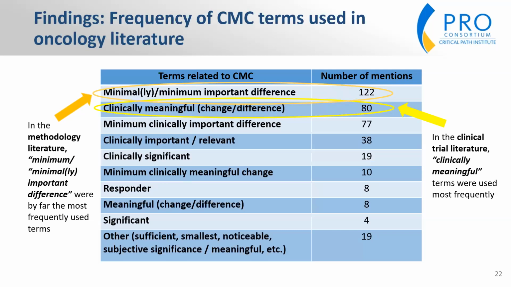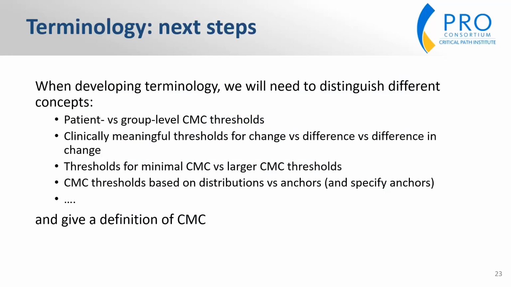Regarding the findings on terminology surrounding CMC thresholds, we found that there's a wide variety of different terms and many of these used interchangeably, although it's not always clear if that's the case. Here, a list of the various terms we identified, and we actually found a difference between the methodological literature and the clinical trial literature. In the methodological literature, the most common term was minimal important difference or change, whereas in the clinical trial literature, the most common term was clinically meaningful change or difference. So this is the basis for us to harmonize terminology within our work package.